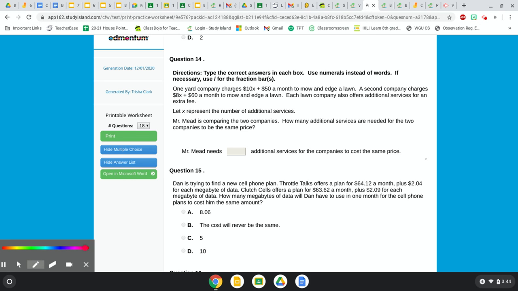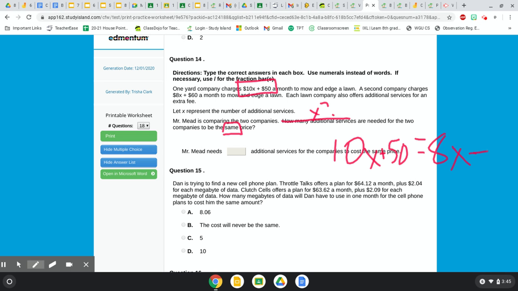Okay, so Mr. Mead is comparing the two companies. How many additional services? Okay, that's saying what is X, because X is additional services. So all this is saying is what is X for the two companies to be the same price. So same means set equal to each other. Okay, so I'm just taking company 1, and that's 10x plus 50, and setting that equal to company 2 because I want them to be the same price. So I'm going to have 8x plus 60.